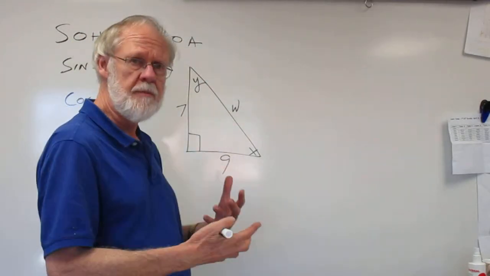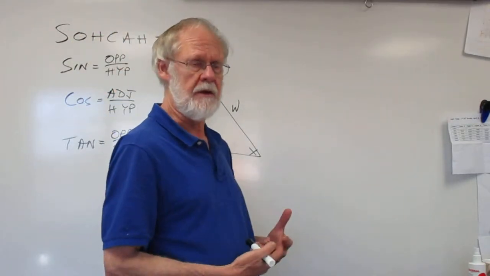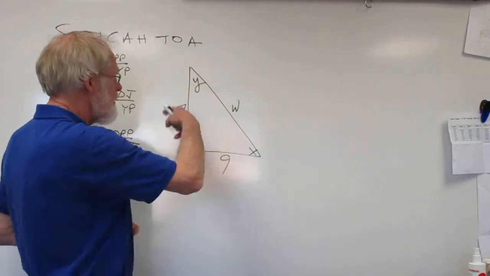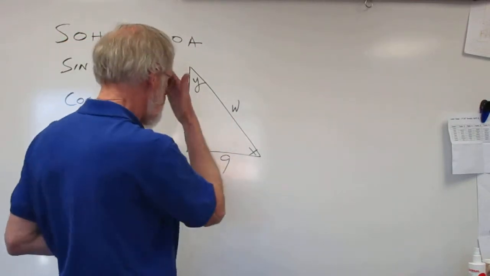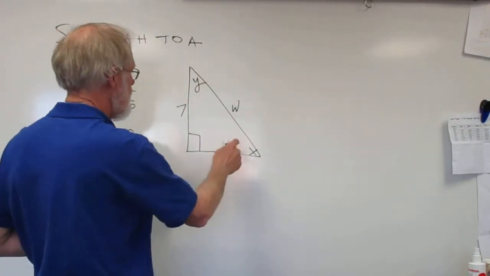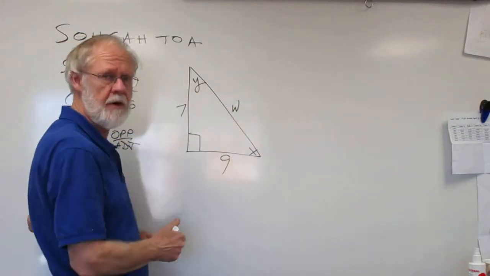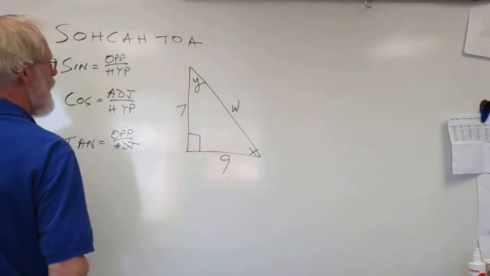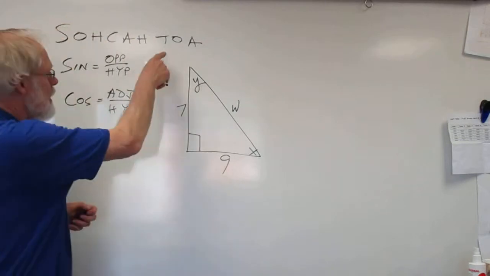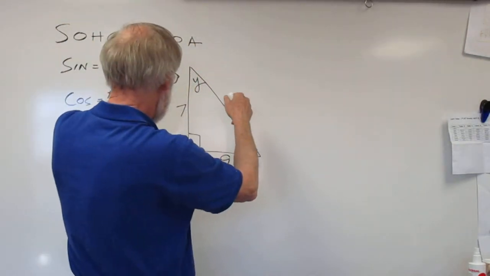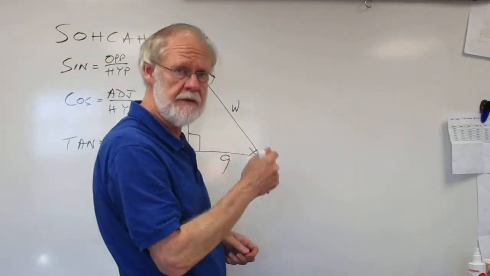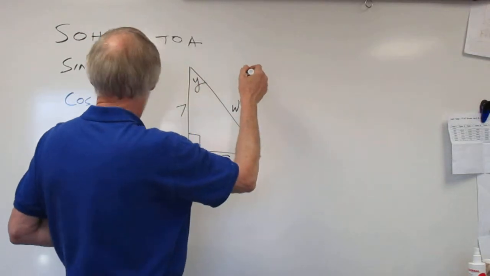Now, very often the problem will say solve the triangle. And what that means is find all missing sides and missing angles. So in this case, we need x and y as well as the hypotenuse w. All right, the way we're going to do that is, again, setting it up in a very similar manner, but doing a slightly different calculation.